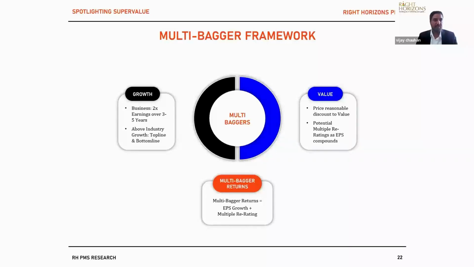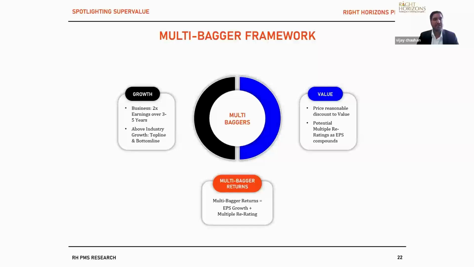Let's say we take the example of the paint industry, which is growing at, let's say, 15%, and the leader is growing at around 16-17%. We will try to identify a company which can grow at 20%, which is almost 1.2x of the leader and 1.3x of the industry. If it compounds its earnings at 20%, then raised to the power of 4, in 4 years it will double the earnings. So we look for such kinds of businesses.